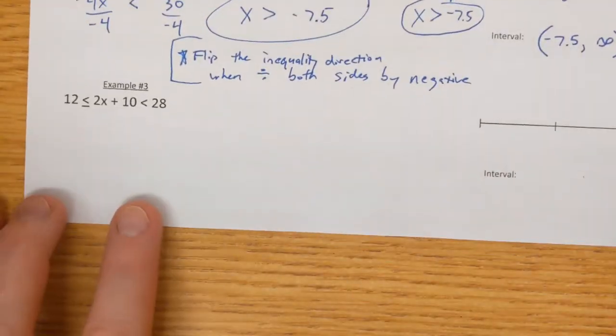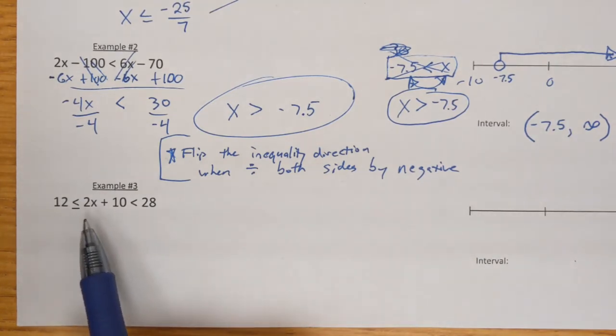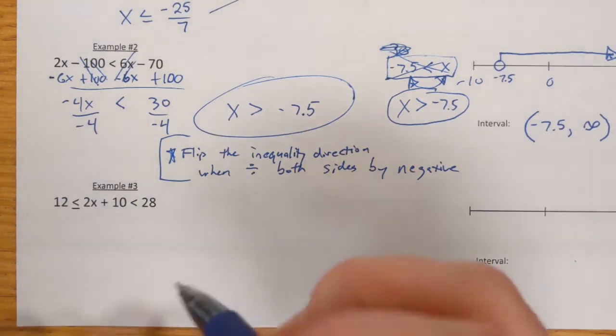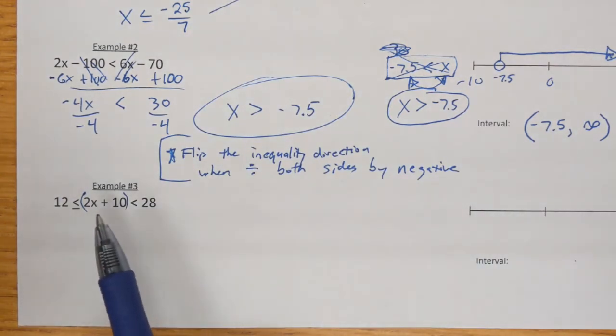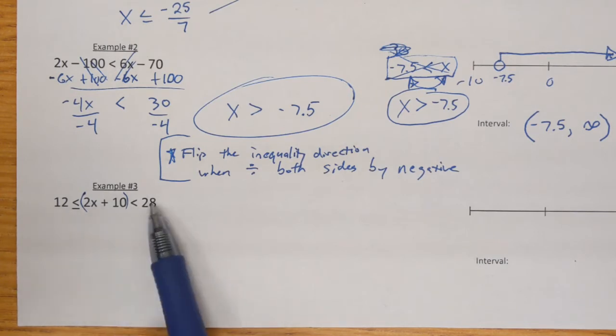All right, last example, and then we'll do some check problems. Now notice, this is a compound inequality. We studied this in the previous lesson. So here we're saying that this 2x plus 10 has to fall in the range. The answer to this has to fall in the range between 12 included and 28 not included.